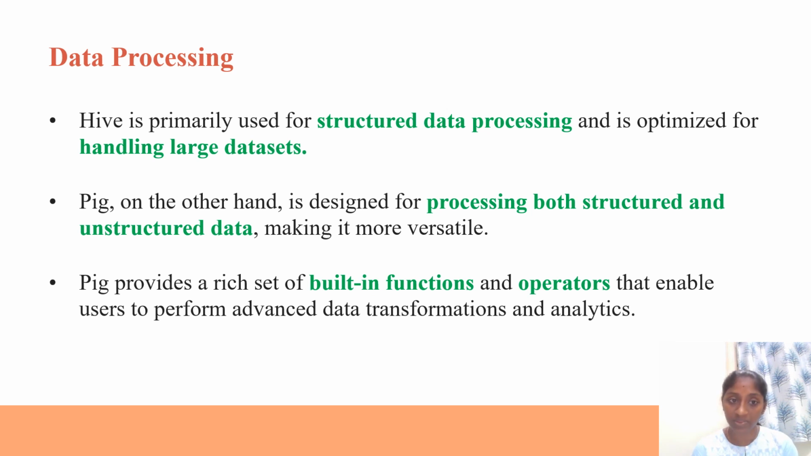Data processing. Hive is primarily used for structured data processing and is optimized for handling large datasets. PIG, on the other hand, is designed for processing both structured as well as unstructured data, making it more versatile. PIG provides a rich set of built-in functions and operators that enable the users to perform advanced data transformations and analytics.